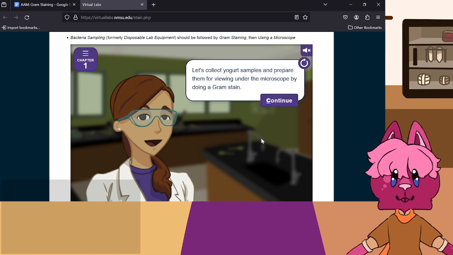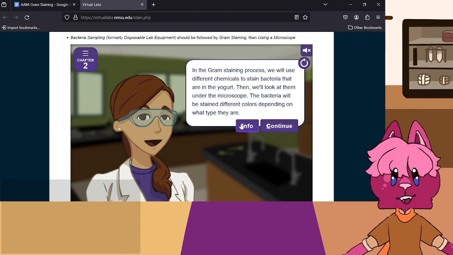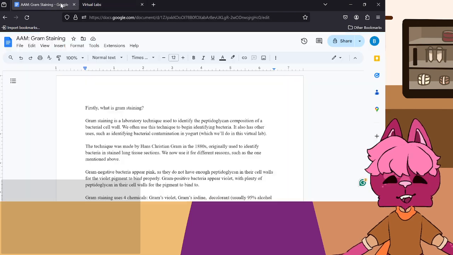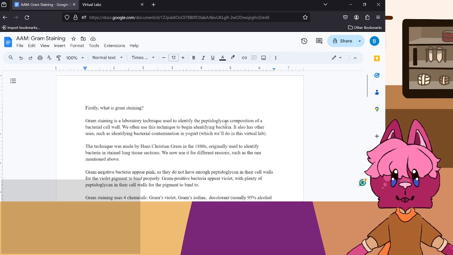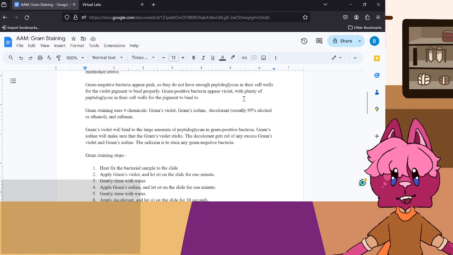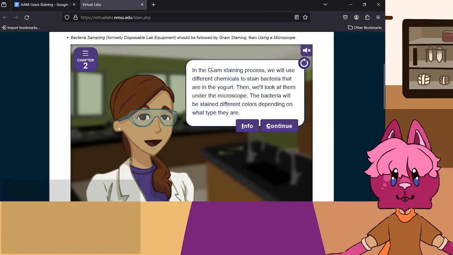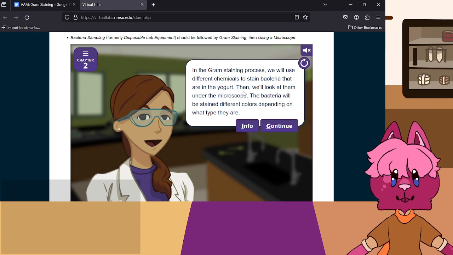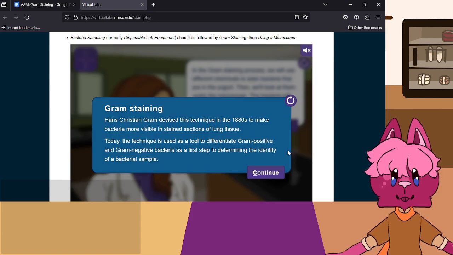Let's collect yogurt samples and prepare them for viewing under the microscope by doing a gram stain. Because we're taking a sample of yogurt, what we're going to do is dilute it. I didn't mention this here because it didn't feel very relevant. But with gram staining, if you're using a sample of yogurt to look for contamination, you're going to have to dilute it. In the gram staining process, we use different chemicals to stain bacteria that are in yogurt. Then we'll look at them under a microscope. The bacteria will be stained different colors depending on what type they are. And then this just talks more about gram staining.